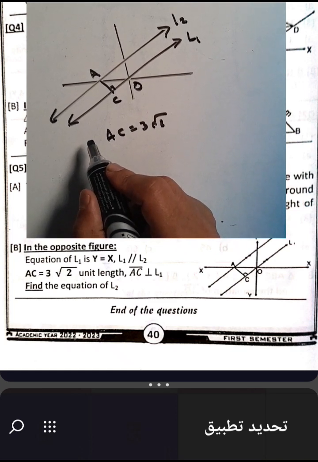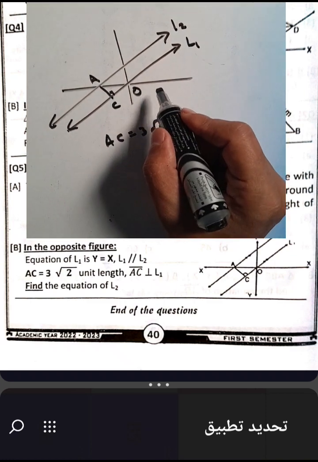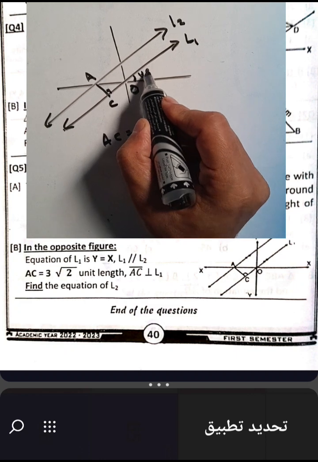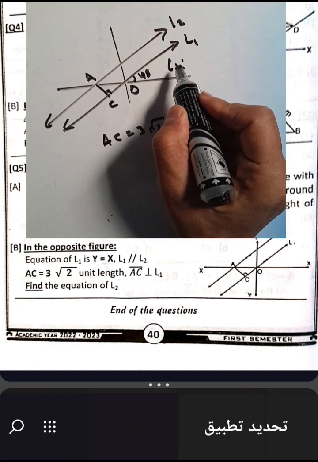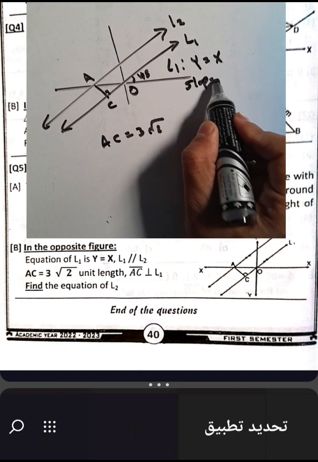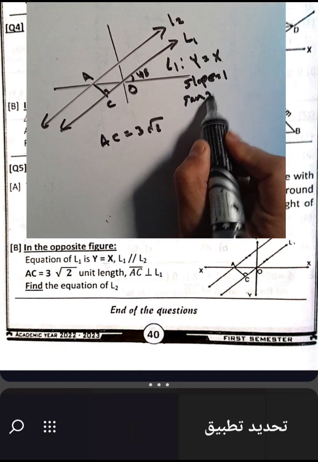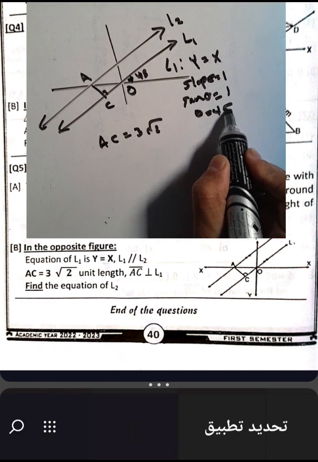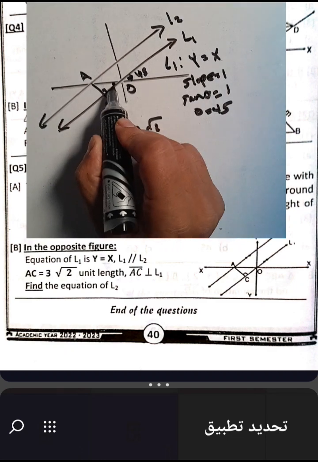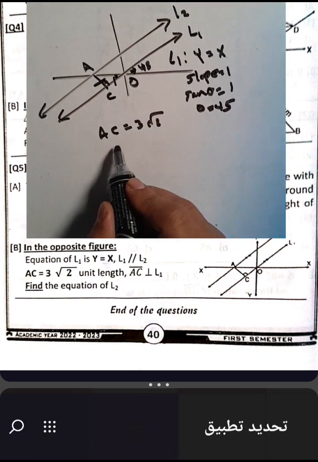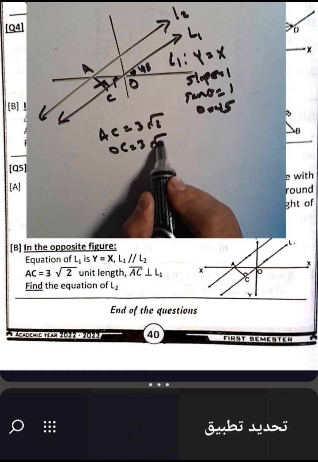The equation of this line is y equal x. This angle will be 45 about L1, such that y equals x, and the slope here will be 1. Then tan theta, this angle will be theta, tan theta equals 1, then theta will be 45, and this will be 45 as well, and this side equals this side length, so OC equals EC, then OC will be 3 root 2 here.